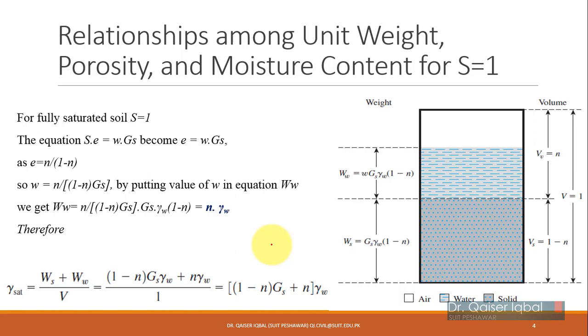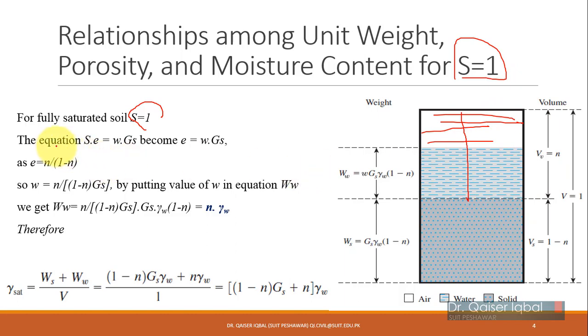Now we have developed an equation for the dry unit weight and bulk unit weight. Now we are going to derive a relationship for saturated unit weight. We know that when the soil is fully saturated, its saturation ratio is equal to 1. So all the voids are filled with water. The water will not be only up to here, but all this portion will also be filled with water. So the total volume of voids will be the total volume of water.